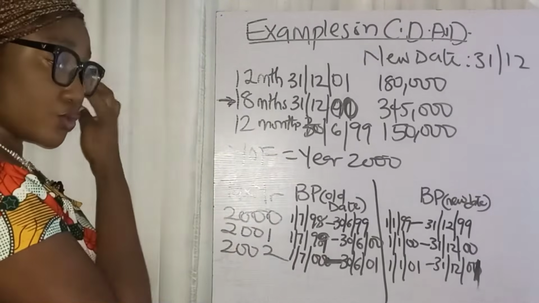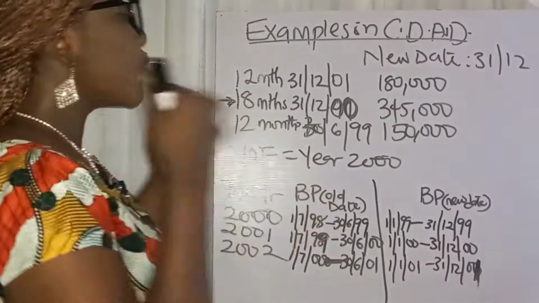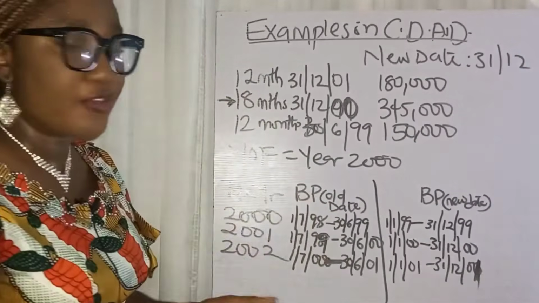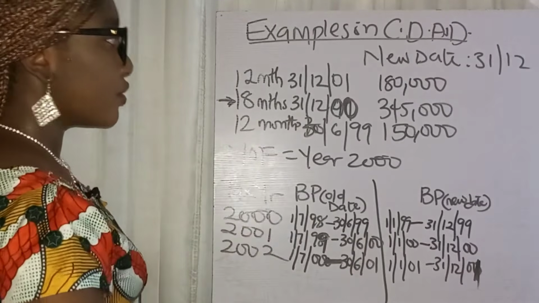I said the first thing to do is to identify your year of failure. Once they tell you that somebody changed their account date, ask yourself, where is the year of failure? Once you don't know the year of failure, you can't do anything. When did this company, Mekudi, fail?